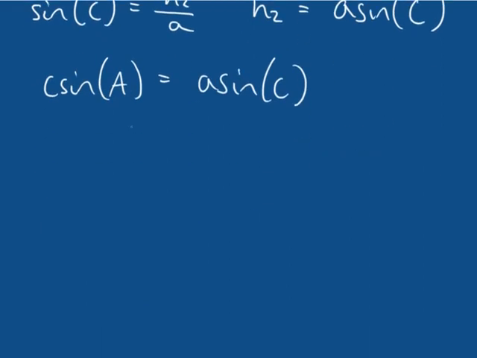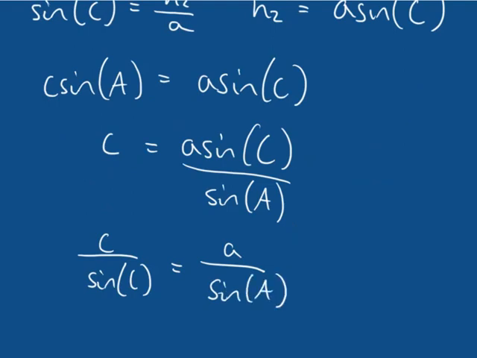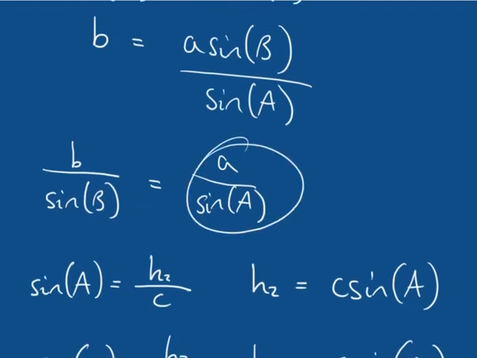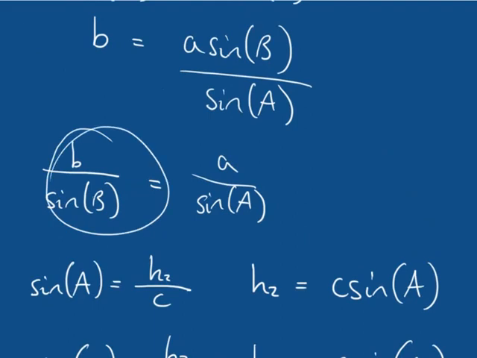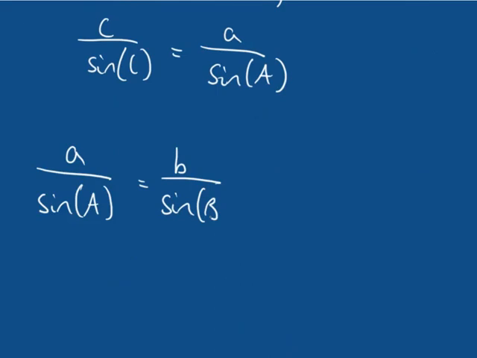If we divide both sides by sine of A, we get C is equal to A sine C over the sine of A. And then if we divide both sides by the sine of C, we get C over sine of C is equal to A over the sine of A. And we've already seen that A over the sine of A is equal to B over the sine of B. So that allows us to say that A over the sine of A, well, we've seen that's equal to B over the sine of B. We've also just seen it's equal to C over the sine of C.